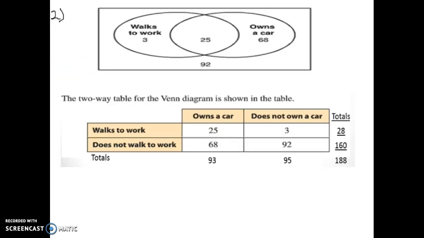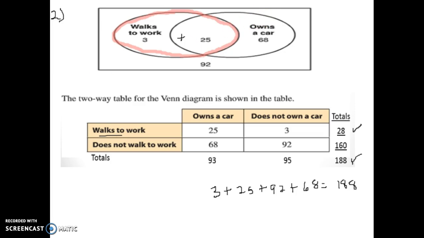Number 2 is going to ask you which table represents the Venn diagram. So for the Venn diagram, you just want to check some of the totals that are on the two-way table. You can add the total by adding all the numbers. So if I add 3 plus 25 plus 92 plus 68, does that equal my overall total? And it does. And then you've got 2 sets of information that you can look at. This whole oval is the total number that walks to work. So 3 plus 25 is going to give you 28. That's the total that walks to work.